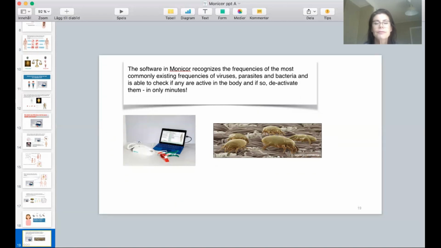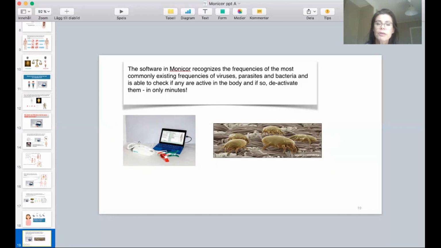I can tell you, a couple of years ago, just before I got the Monicor, or just when I had the Monicor but didn't know how to use it yet, the family got pneumonia. And we went, of course, to the doctor, who gave some antibiotics. It didn't work because they didn't know which viruses, or in this case bacteria, were active. But then I got the Monicor, and I could actually see exactly which kind of bacteria was active, and I deactivated them. And I didn't take the antibiotics anymore.